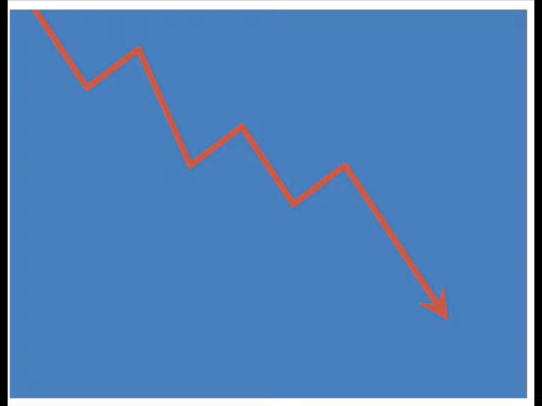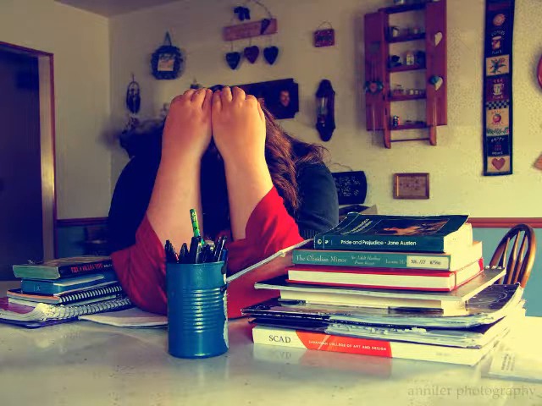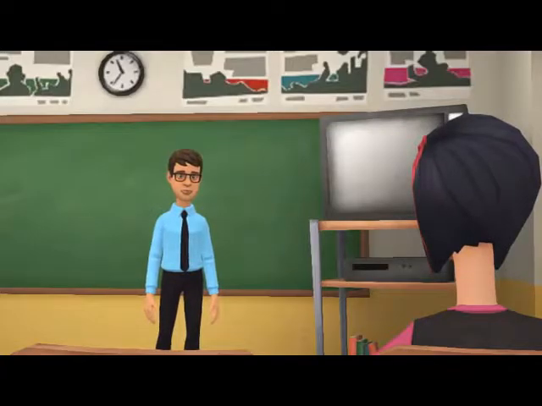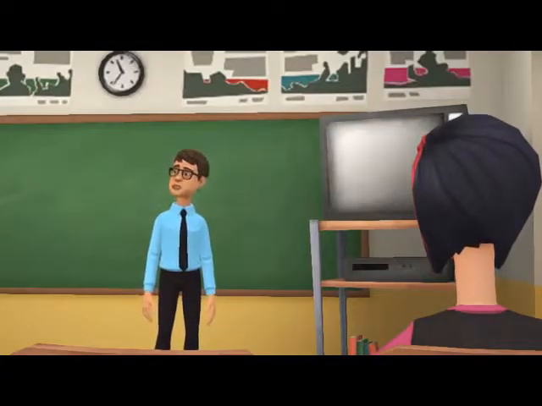What's worse is that a student's grade can get to the point where mathematically it's impossible to bring up. This is because new assignments mean more points possible. That makes it harder and harder to bring that percentage up.